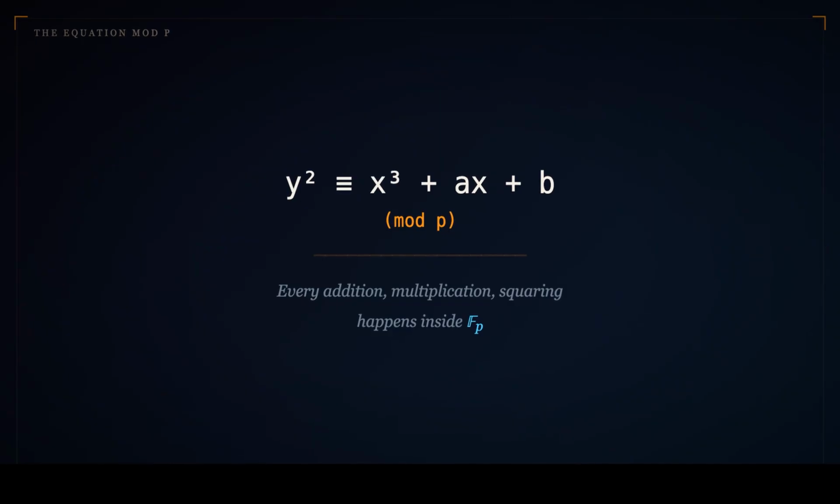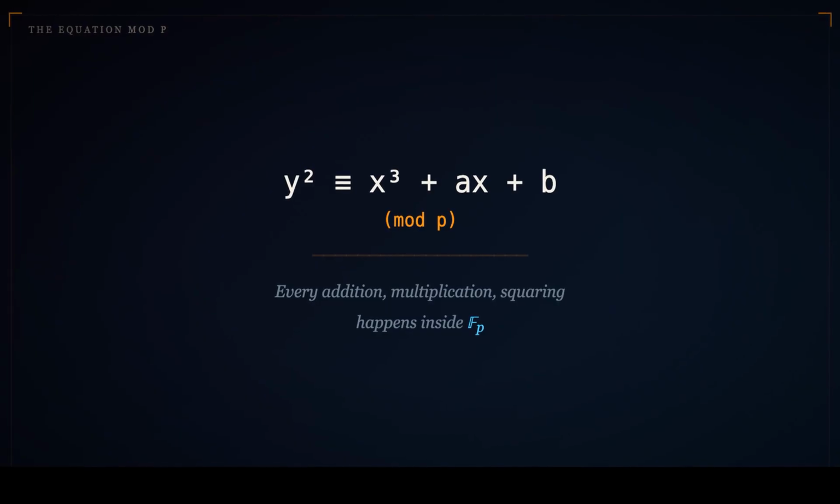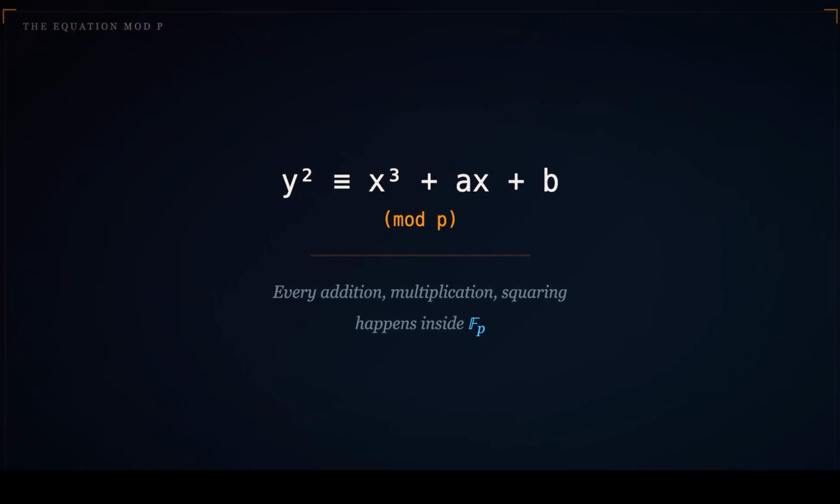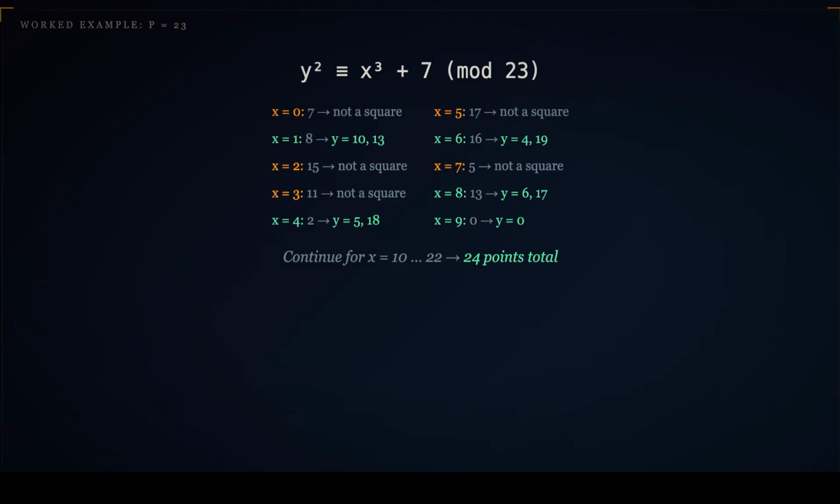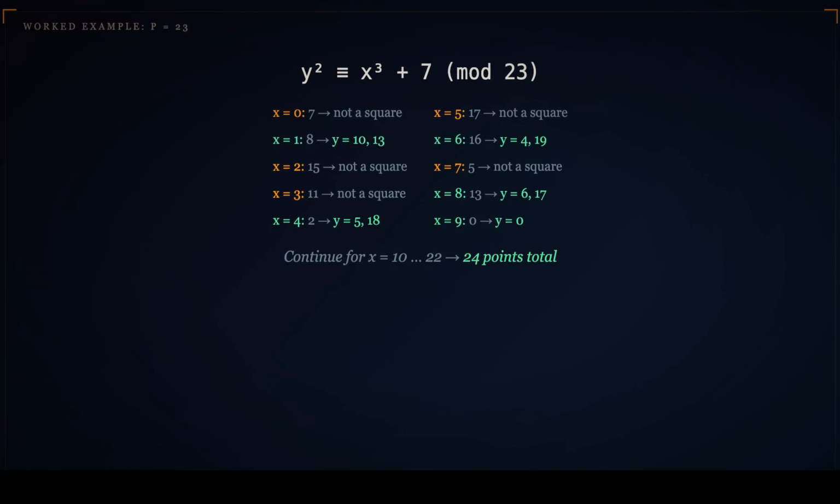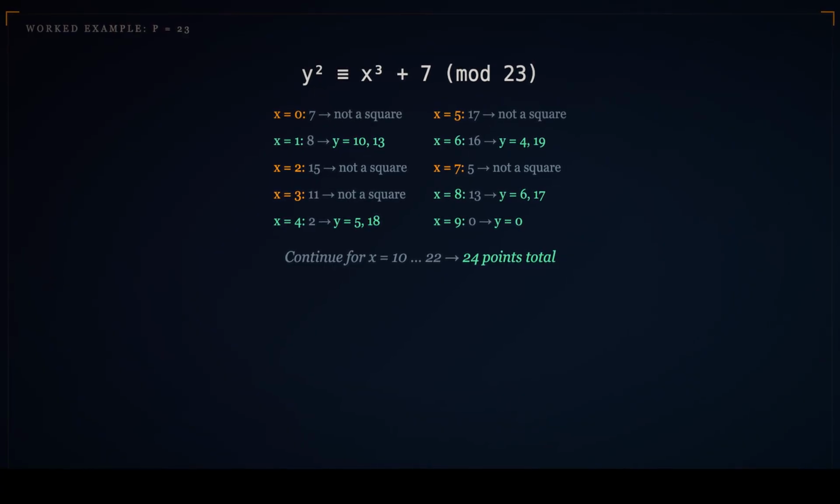The curve equation is the same short Weierstrass form, y squared equals x cubed plus ax plus b, but now all arithmetic is performed modulo a prime p. Every addition, every multiplication, every squaring happens inside the finite field Fp. Consider the secp256k1 equation, y squared congruent to x cubed plus 7, modulo 23. We pick 23 because it is small enough to work through by hand.